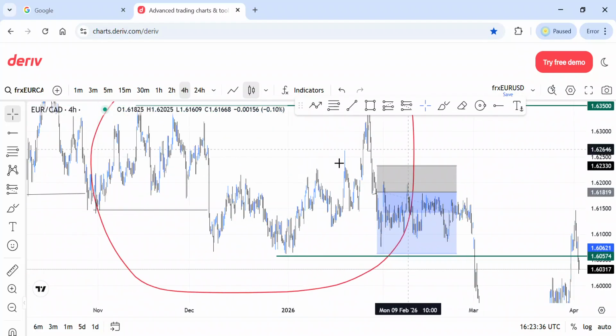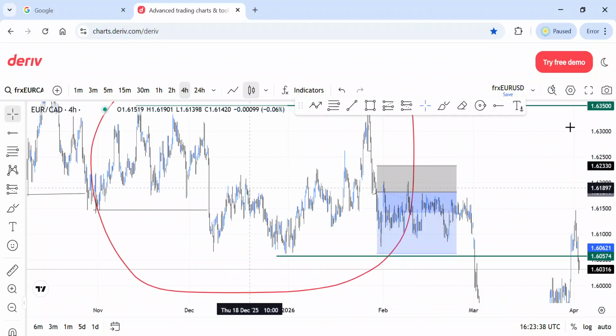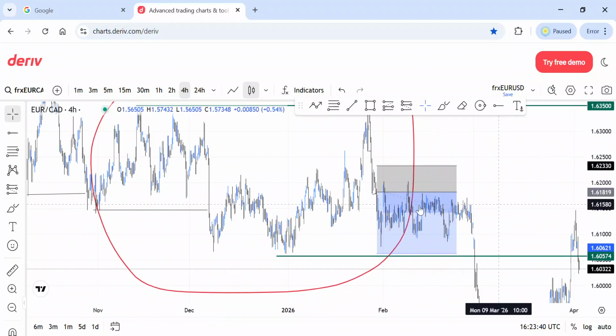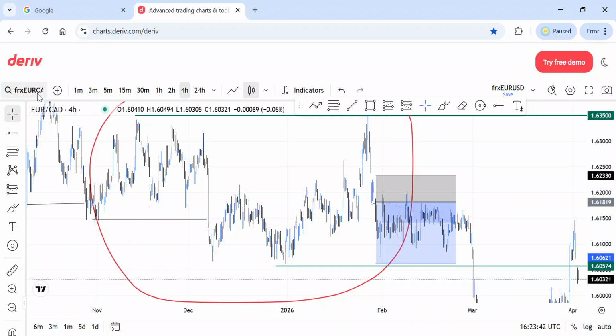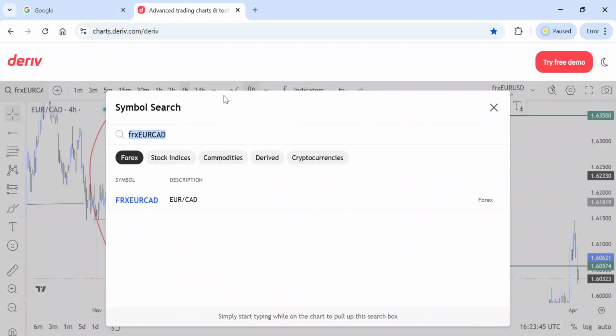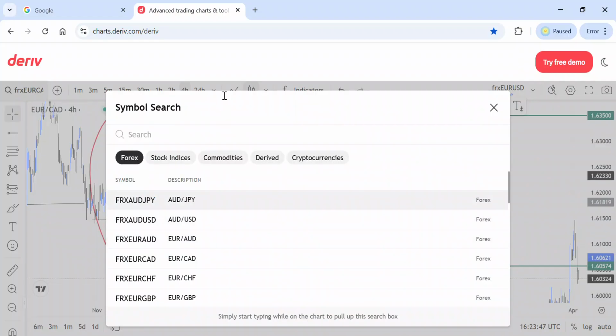Let's see if we can see another example. I don't want the video to be too long. 15 minutes or so is okay. So let's see another example. Let me go to another pair. Let's check AUDJPY.